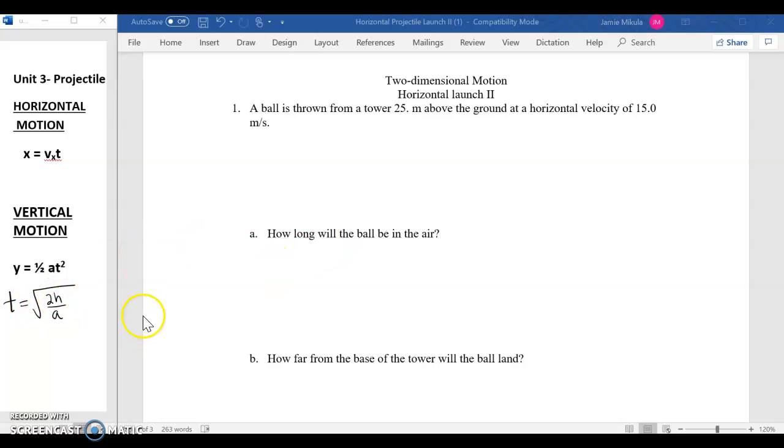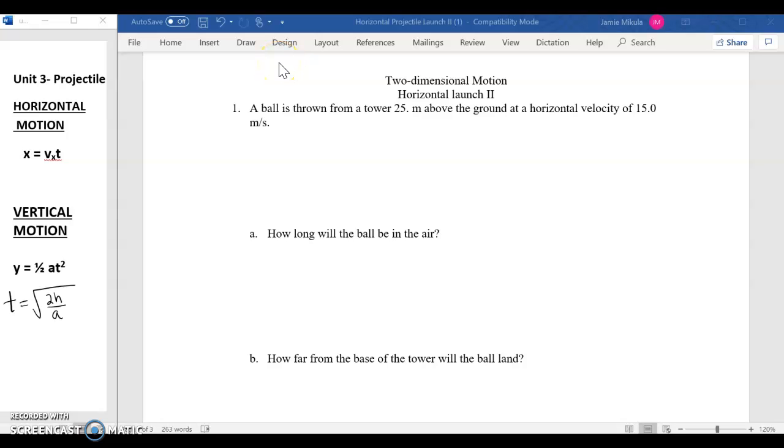Remember that h is just the height, a is gravity, and t is time, so we have all that information in our problems. For each of these problems, I'm going to draw a picture, list my givens, and then work out an A and a B. So I spaced out the problems to give myself enough room to do all that.